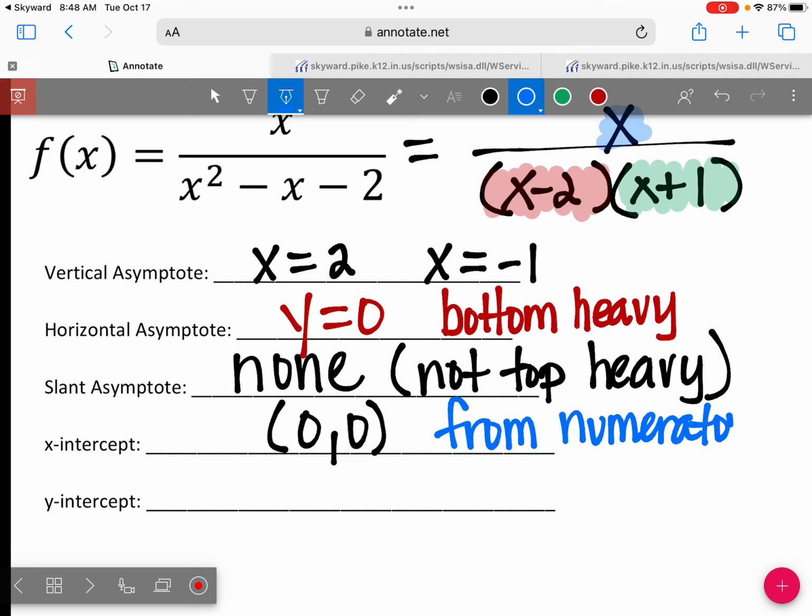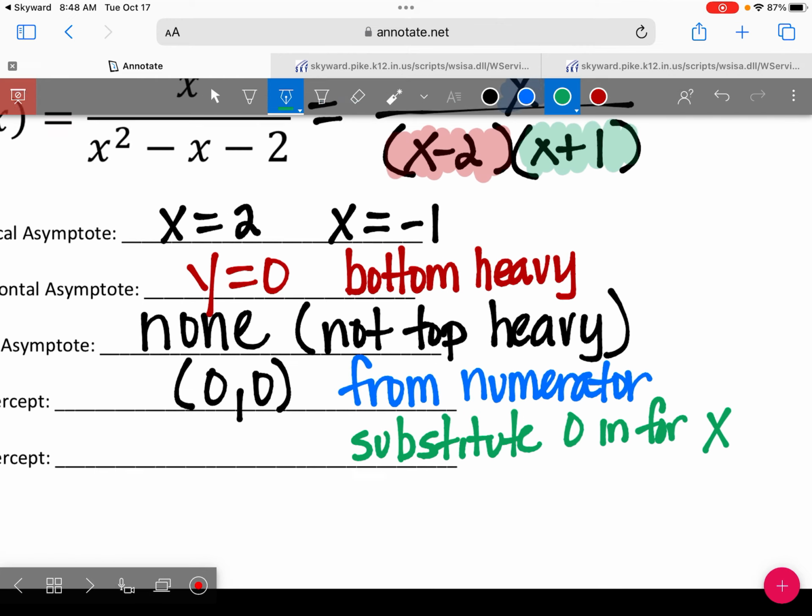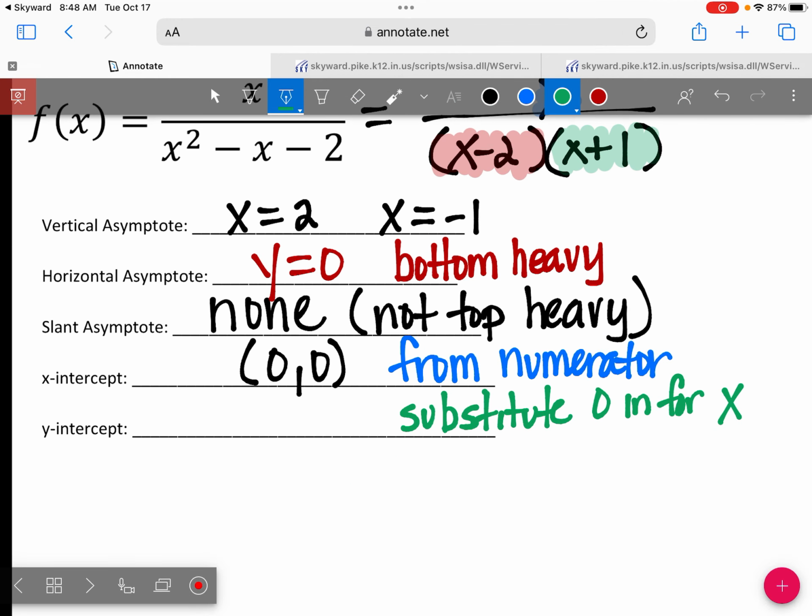And then lastly, go ahead and find your y-intercept by substituting a 0 in for x. That's always the definition of a y-intercept. So that would be y equals 0 divided by 0 squared minus 0 minus 2. Hopefully you don't need to actually type this in your calculator because 0 divided by anything is going to be 0. So your y-intercept is also 0, 0.